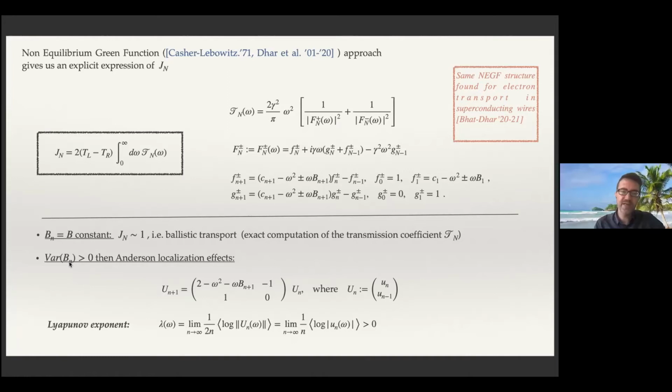Now, if the Bn are random, with some variance which is strictly positive, then you have some Anderson localization effects, which can be seen, in fact, in this product of matrices, because you can rewrite this recursive equation by forming the vector Fn plus 1, Gn plus 1. Like here, you see that you can express it in terms of these 2 by 2 matrices. And because these Bn are random variables, you have some localization effect which appears, but this localization effect will disappear when omega goes to 0, because the randomness is proportional to omega.